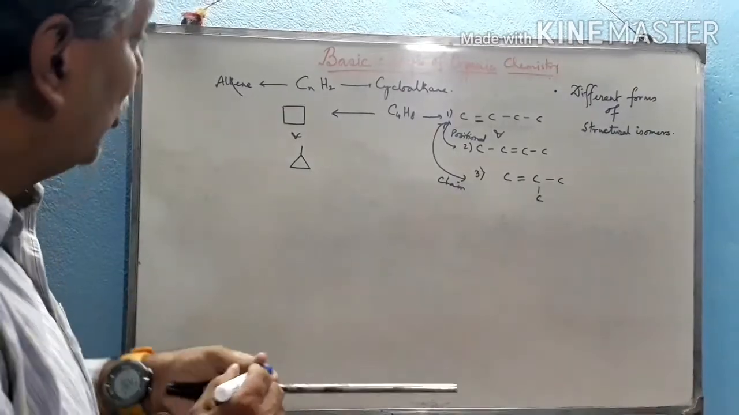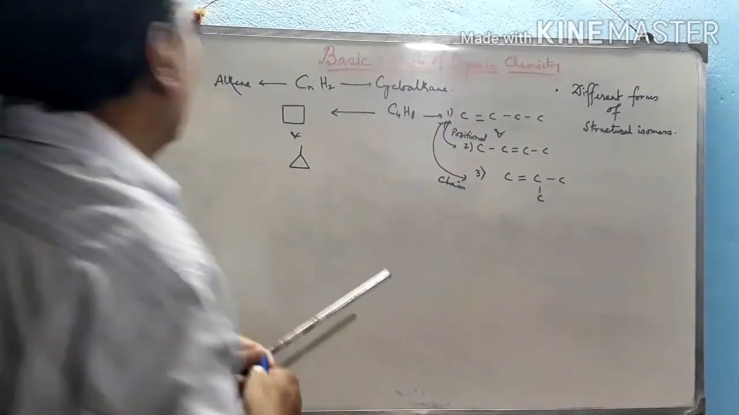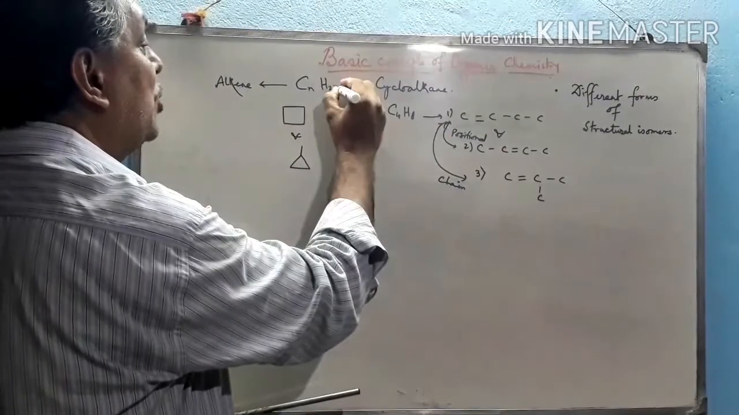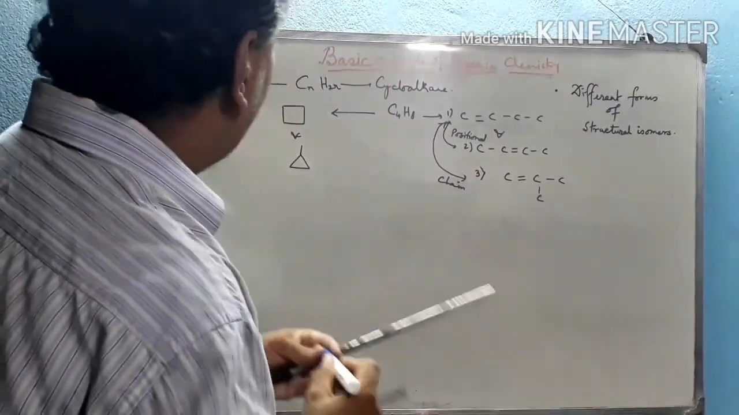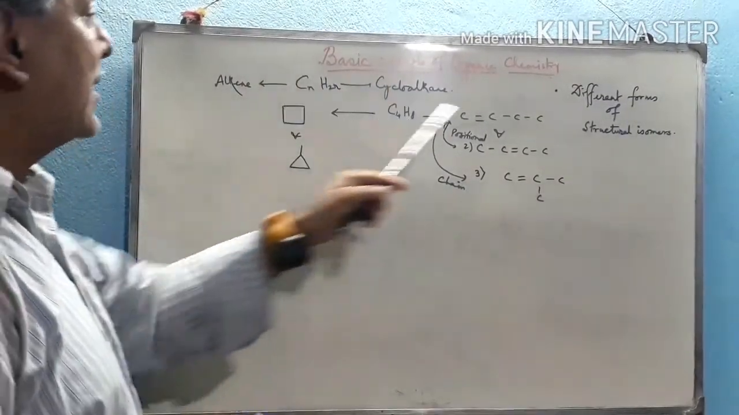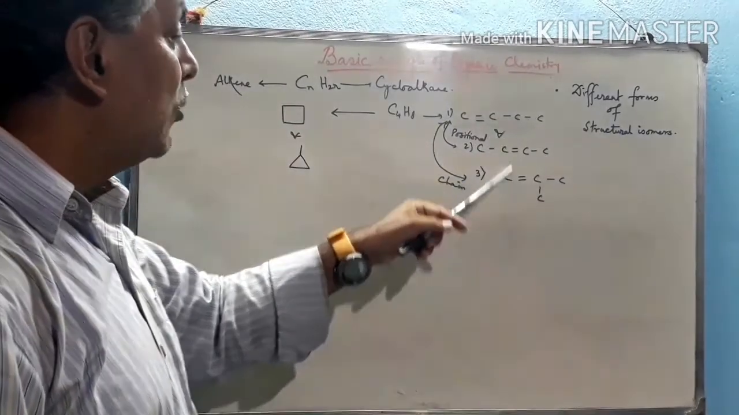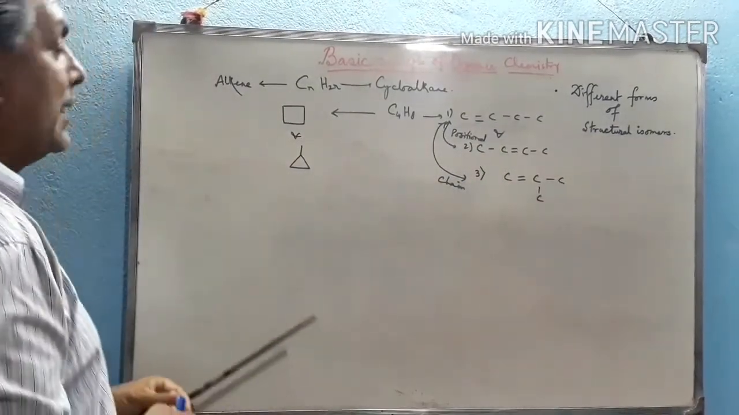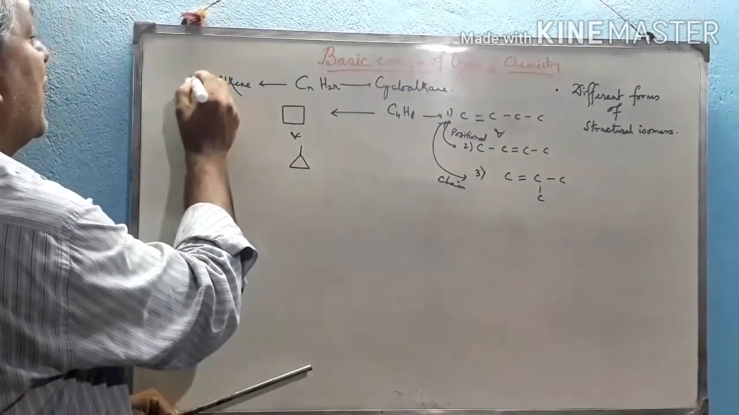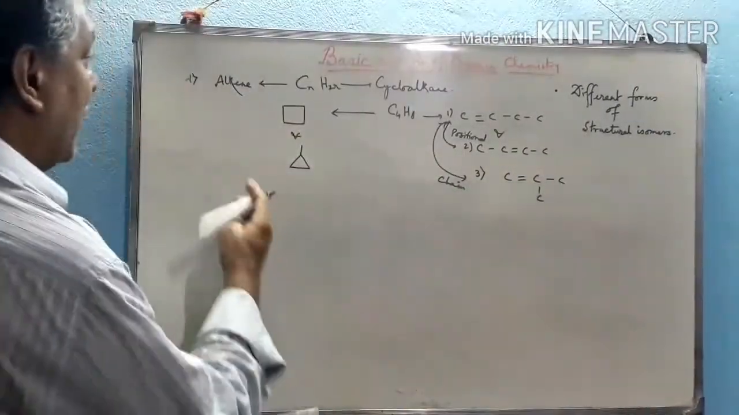So with respect to a particular form, CnH2n, sorry, this will be CnH2n, cycloalkane and alkene. These two structures are obtained. This is the structure of alkene. We can draw these two structures. And the second form, this is A. The second form is B, like this.